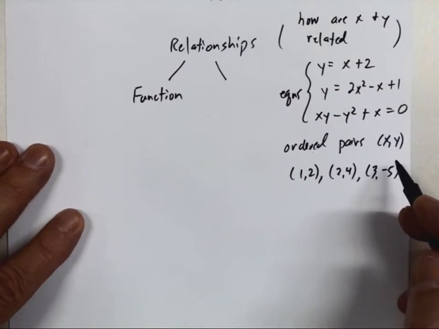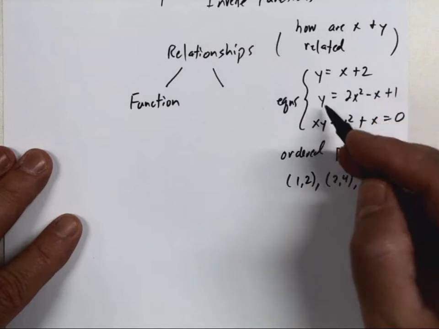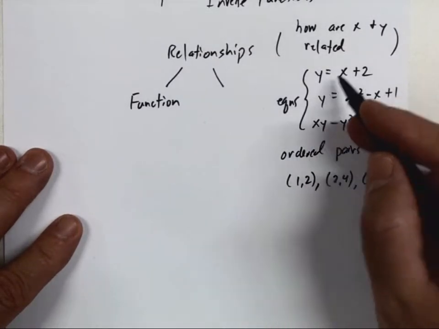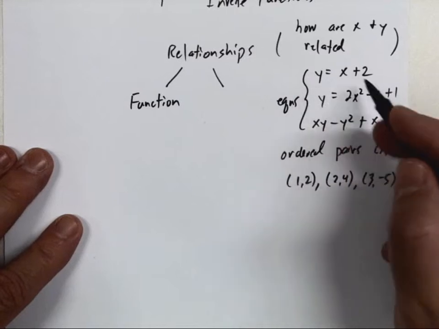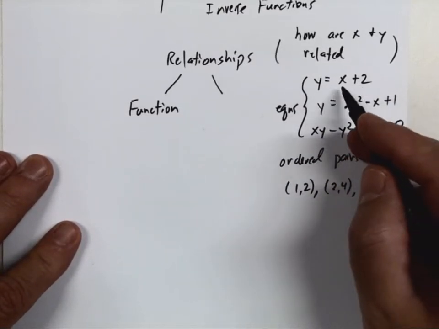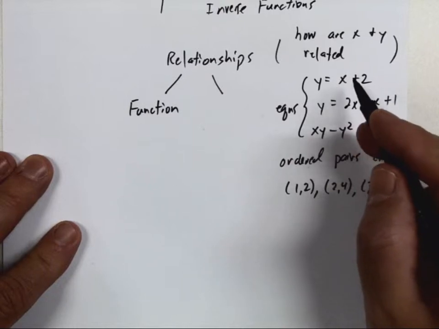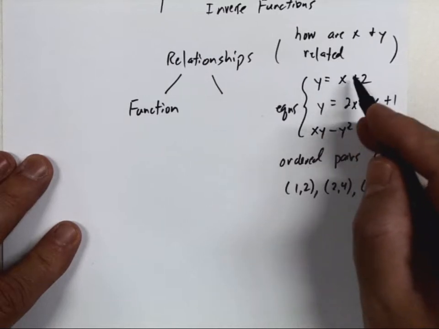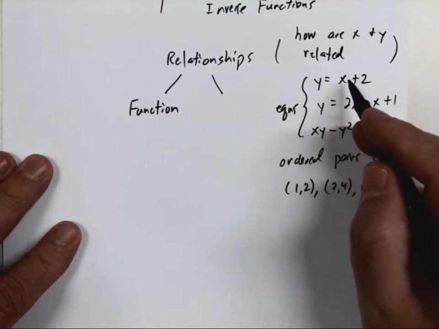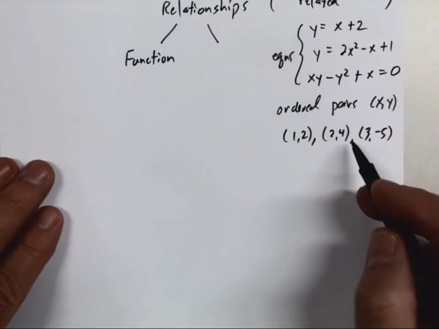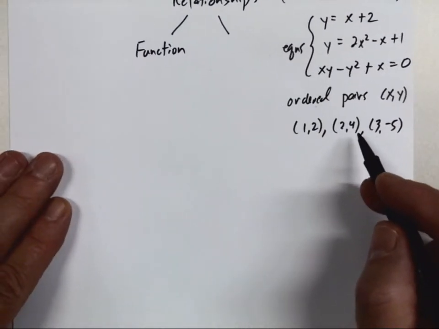Now what's interesting, an equation describes an infinite number of ways to relate x and y. Because with this equation, y equals x plus 2, I can set x equal to 0, x equal to 1, x equal to 4, x equal to 9, x equal to minus 10. I can choose whatever number I want for x. It's almost like it's unlimited. Whereas an ordered pair is very specific.